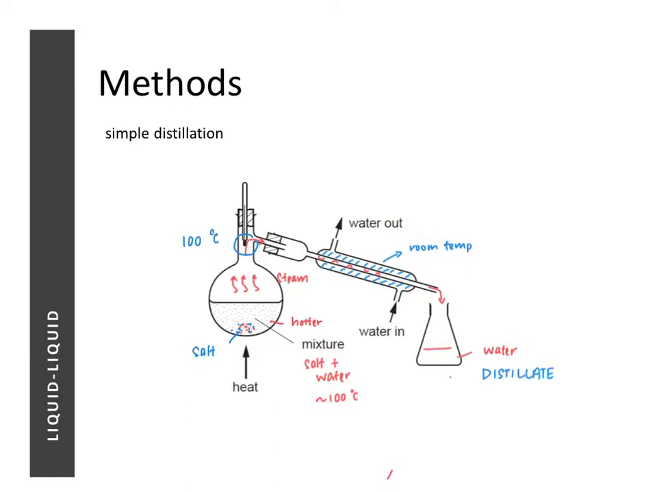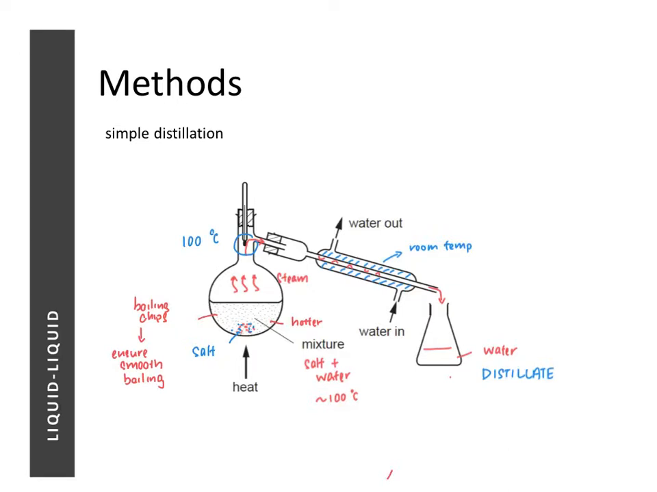So essentially your boiling chips are added to ensure smooth boiling. If we ask you for the function of boiling chips, all you need to write down is to ensure smooth boiling of the mixture. How does it ensure smooth boiling? Your boiling chips contain trapped air. When you heat, this trapped air is released as bubbles, and when the bubbles move through the mixture, they help to stir the mixture to ensure that the heat is distributed evenly. That's how boiling chips help to ensure smooth boiling.